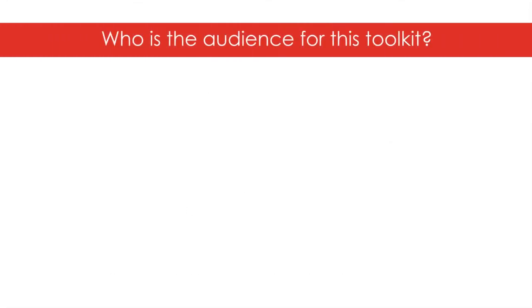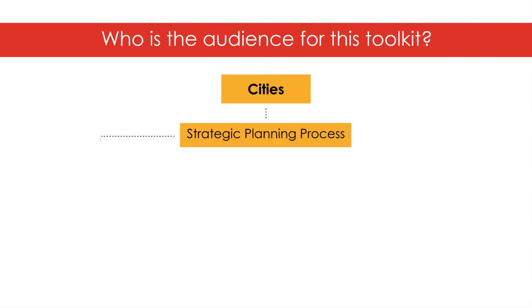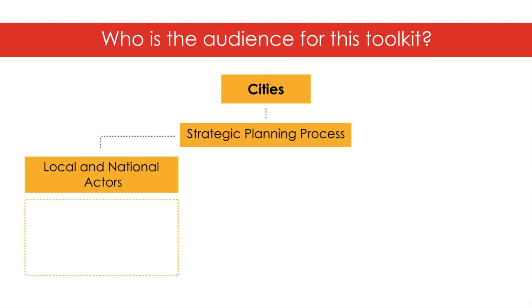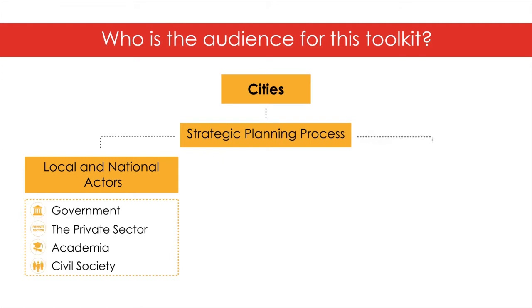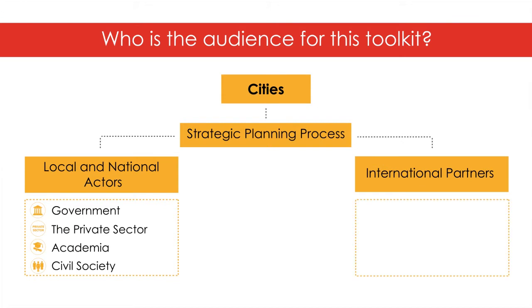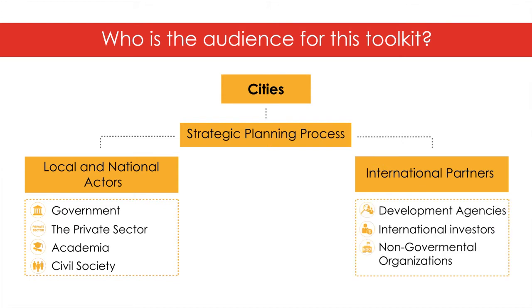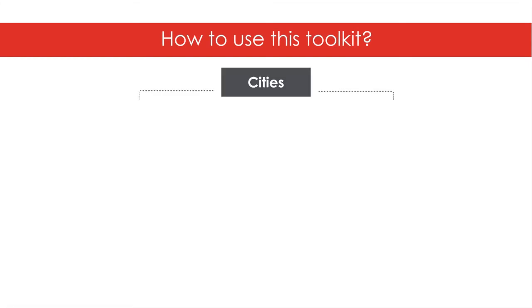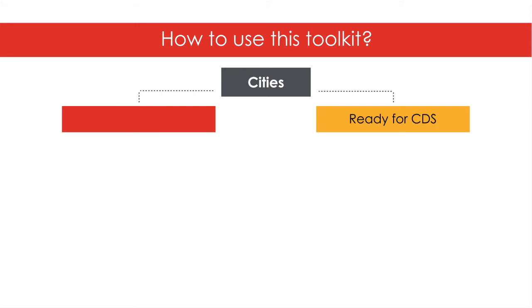Who is the audience for this toolkit? Cities that are about to start a strategic planning process involving local and national actors, government, the private sector, academia, and civil society, as well as their international partners, development agencies, international investors, and non-governmental organizations. How to use this toolkit? The toolkit distinguishes between two categories of cities, those that are ready for CDS and those that are not yet ready. Depending on which category your city belongs to, this toolkit may be used differently.